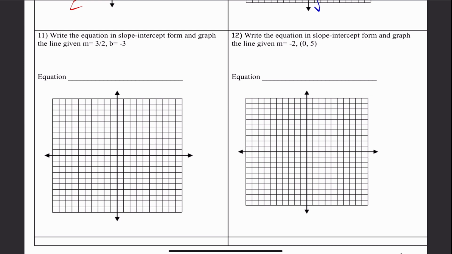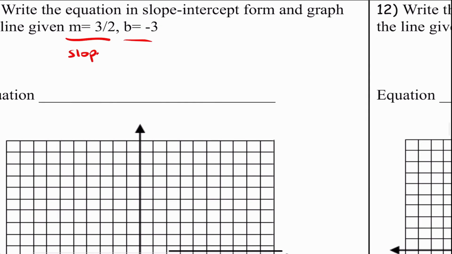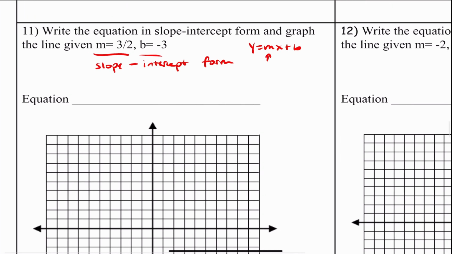Write the equation in slope-intercept form and graph the line given that m is 3 over 2 and b is equal to -3. Y'all, you have a slope and an intercept. So that means you use slope-intercept form right there. Do you see how that plays right there? I got a slope, intercept, slope-intercept form. That's awesome. y equals mx plus b, right? Plug in the m, plug in the b. You get y equals 3 over 2x plus -3, which is minus 3.